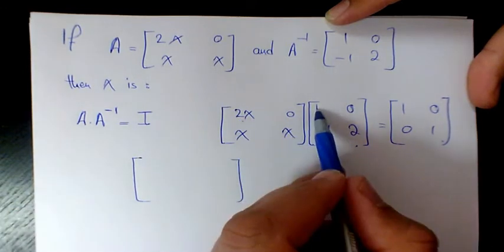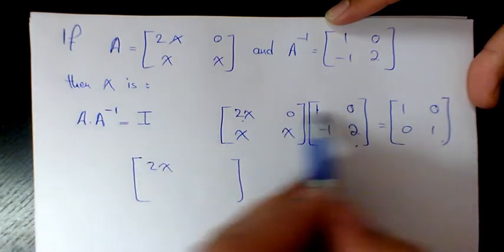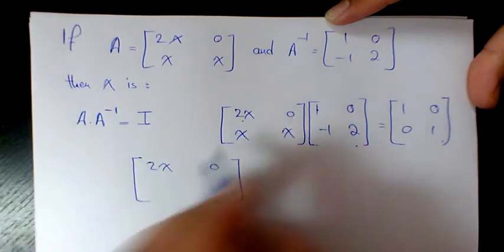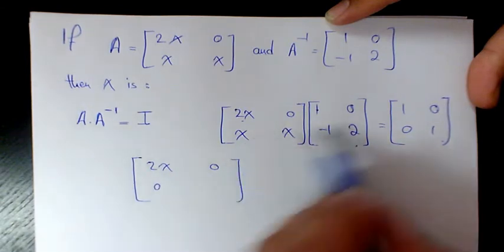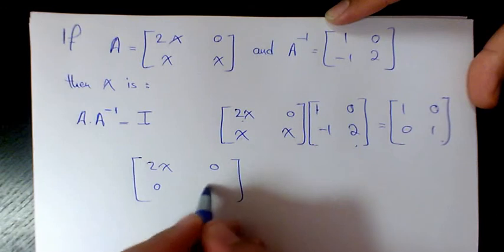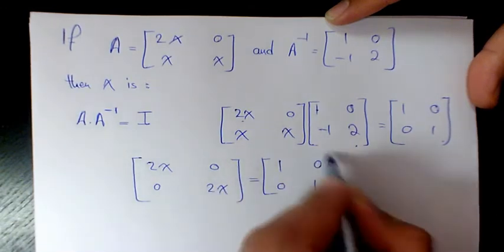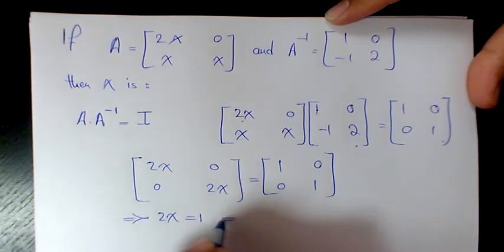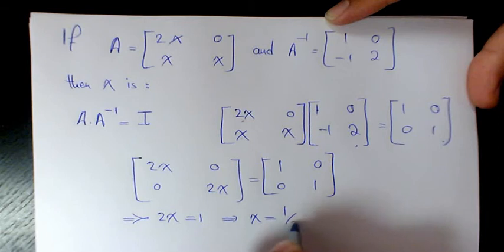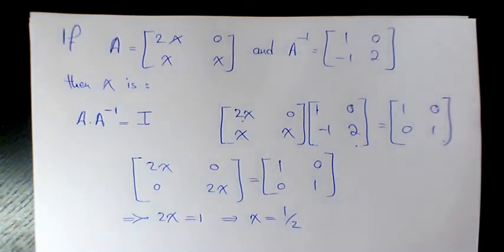2x times 1 minus 0, 2x times 0 plus 0 times 2, that's 0, x times 1 minus x times negative 1, that's 0, x times 0 plus x times 2, which is 2x. That's going to be equal to 1, 0, 0, 1, which makes it 2x equals 1, and x is 1 over 2. So the value of x is 1 over 2.